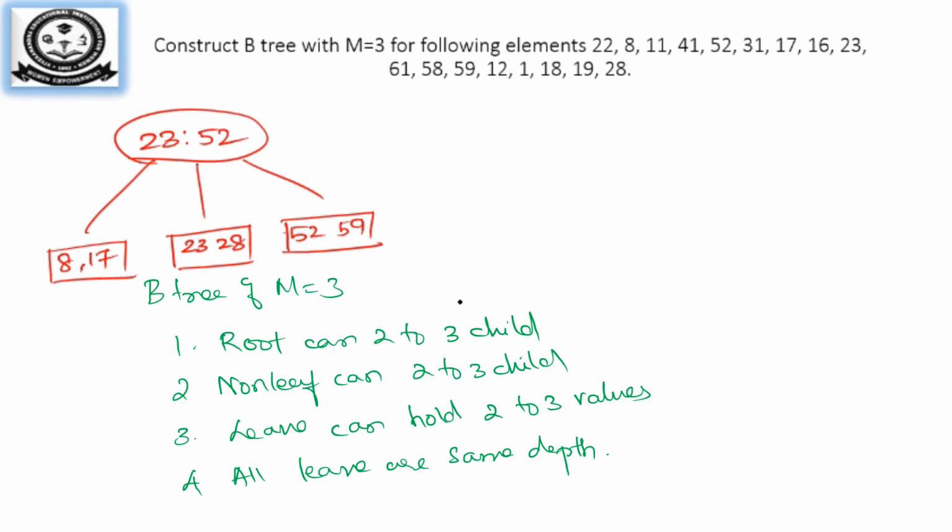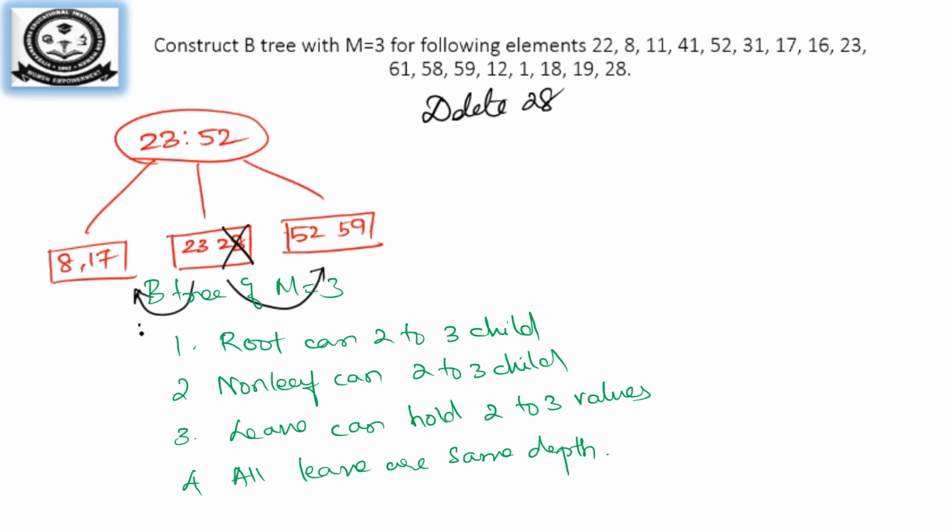Now I'm going to delete 28. Let us delete 28. What happens when 28 is deleted? Only 23 alone is there, so this leaf cannot exist. It can go to this node as well as it can go to this node. Now which node will we choose?